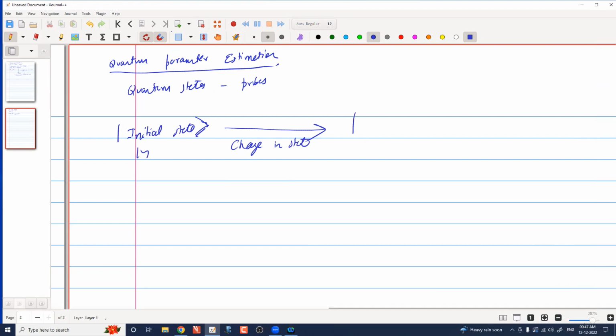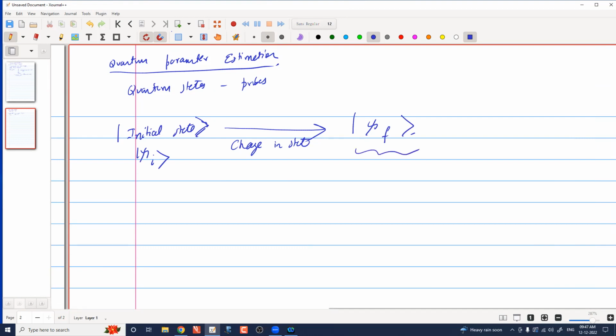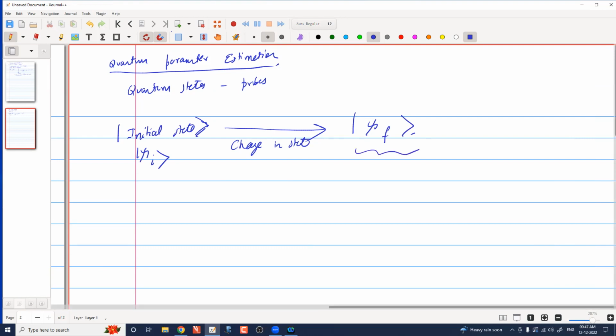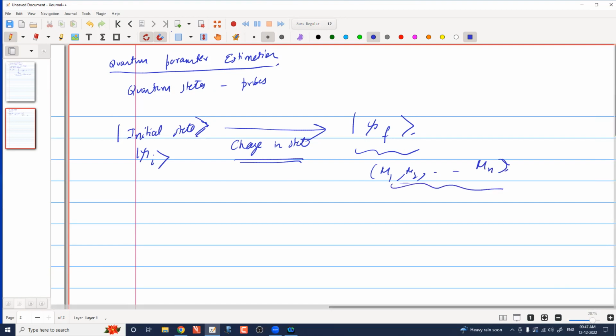So this was my initial state. This is my final state. And how much change the state has undergone is caused by the parameter. We are going to build up statistics, make measurements, M1, M2, Mn, and then estimate the parameter.